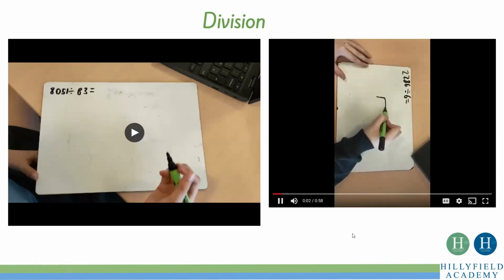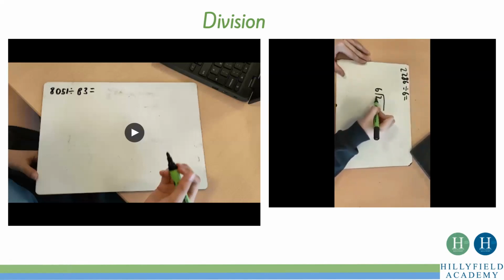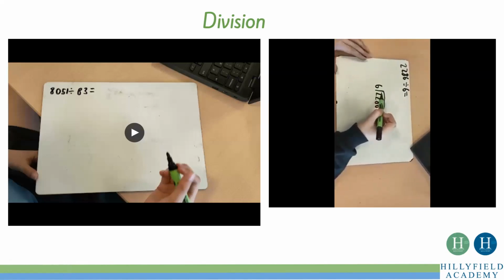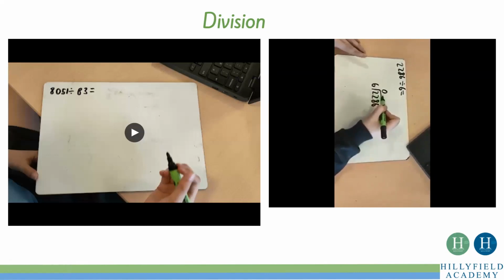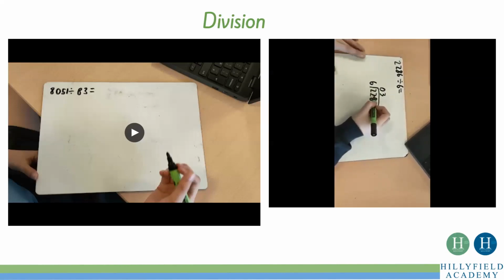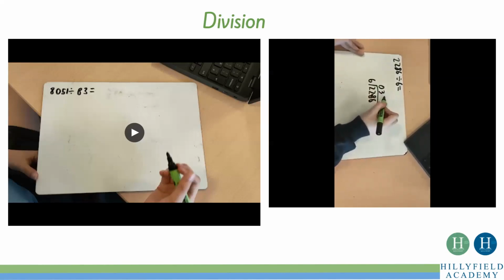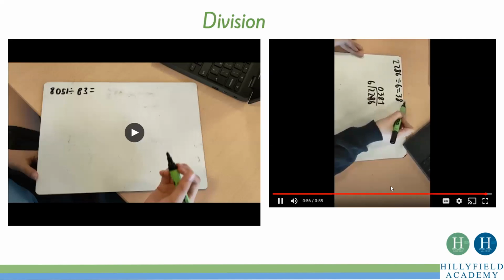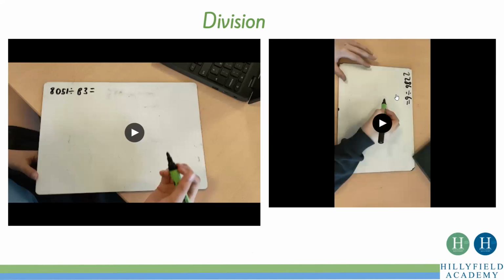First I'm going to use the bus stop method, and so here we're going to do a 6. 2 divided by 6 you can't do, so you do 22 divided by 6, which fits 3 times. So then we have a remainder of 4. So 48 divided by 6 is 8, and then 6 divided by 6 is 1. So the answer is 381. So hopefully you could still see that twisted to the side there. My apologies.